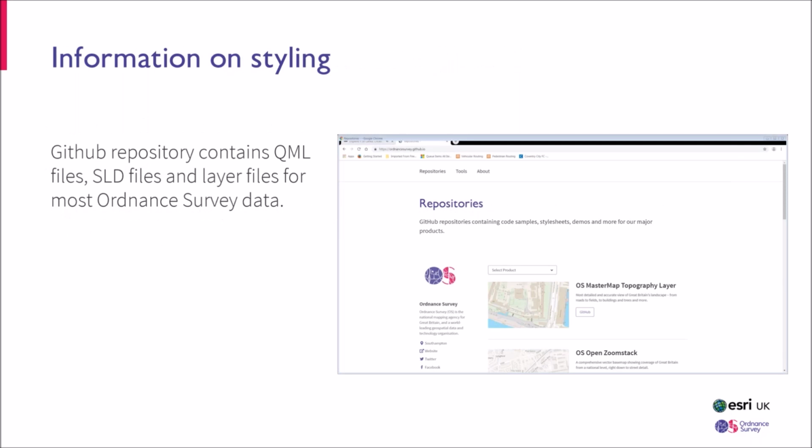I've mentioned Starling already, and GitHub. Ordnance Survey has a GitHub repository, and that contains SLD files, QML files, layer files for most Ordnance Survey data. And you can see there from the screen, you can go on there and look at those repositories. So it's not just Topography Layer, it's Zoomstack, it's Vector Map Local, it's Highways. There's a lot of information on there, and that's where we're putting stuff that we've created and we feel will be helpful for you as our users.